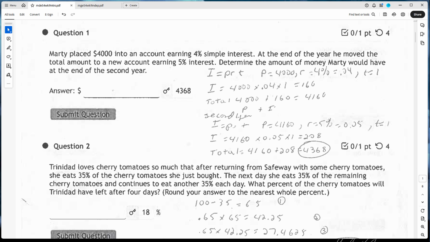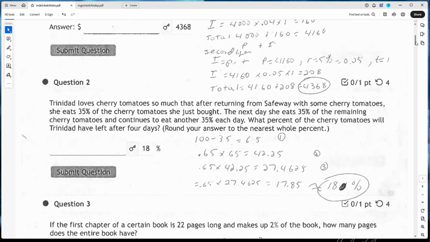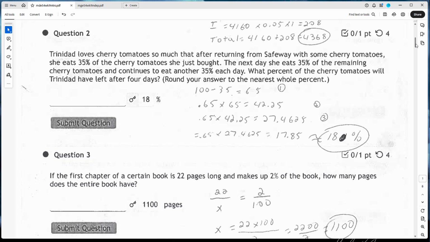So, next one here is question 2. Trinidad loves cherry tomatoes so much that after returning from Safeway with some cherry tomatoes, she eats 35% of the cherry tomatoes she just bought. The next day, she eats 35% of the remaining cherry tomatoes and continues to eat another 35% each day. What percent of the cherry tomatoes will Trinidad have left after 4 days? Round your answer to the nearest whole percent.